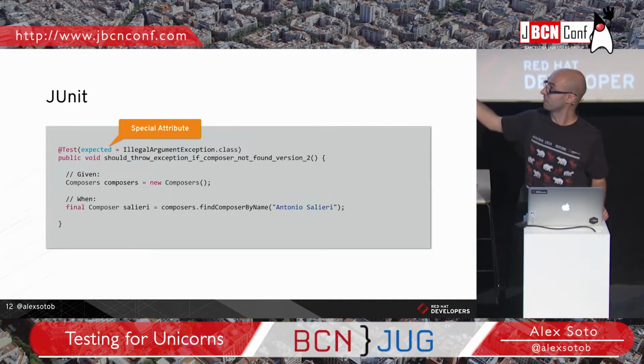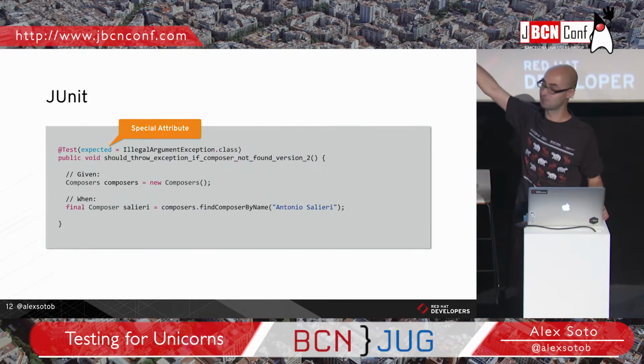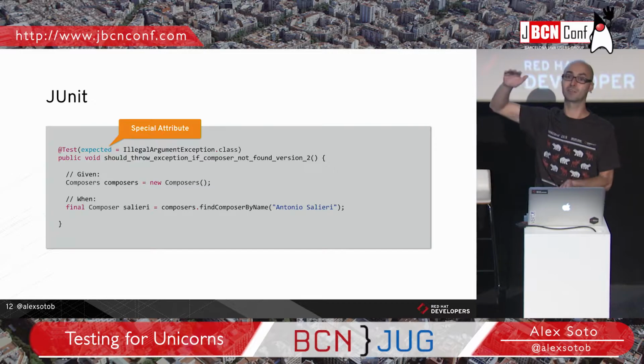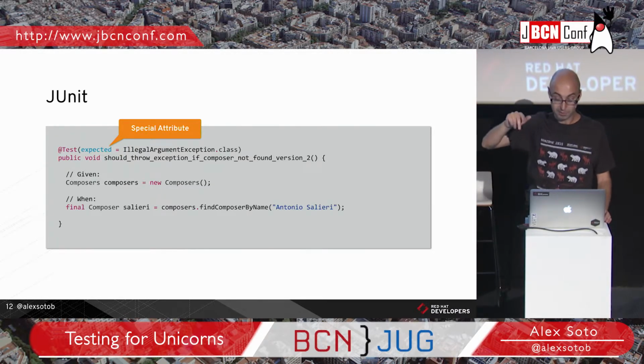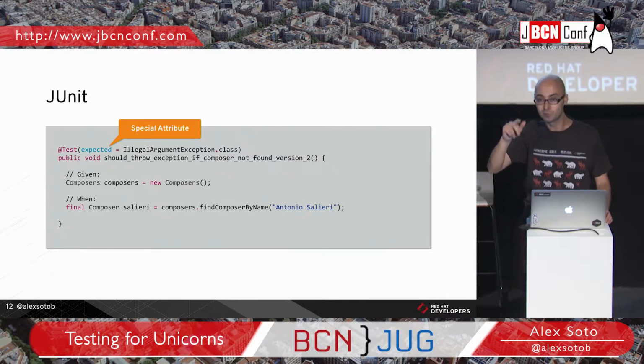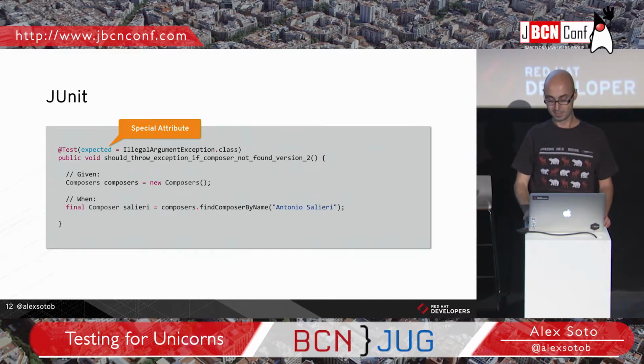And the third thing is that you have given when, but where is my assertion? In this case, it's a really small test, so it's easy to see. But if you have longer tests, and it happens to me a lot of times, you are reviewing and you say, what is the assertion? And then you need to scroll up and say, oh, look, the assertion is there. Okay, so it's not pretty cool.